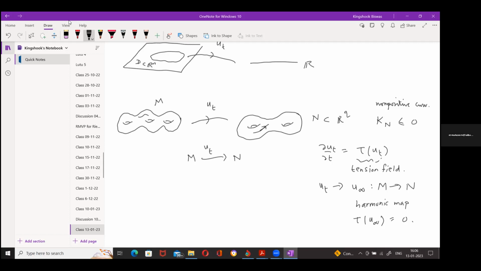That's why I wanted to do this preliminary discussion of the heat equation, because this will motivate the main theorem of this course, which is the Eells-Sampson theorem: this harmonic map heat flow u_t converges to a harmonic map as t tends to infinity. That's the idea. So any questions before we finish?